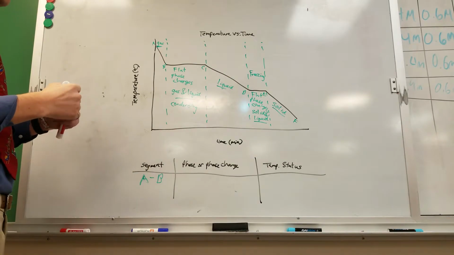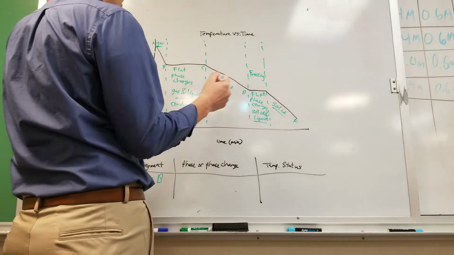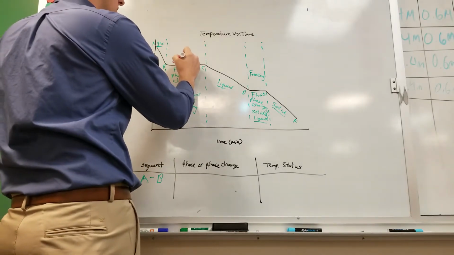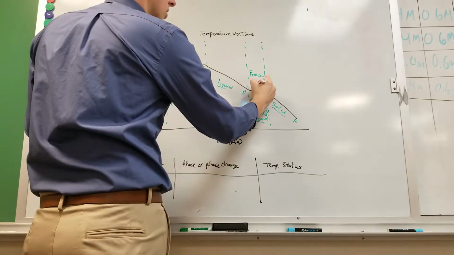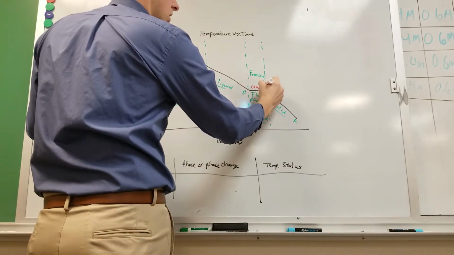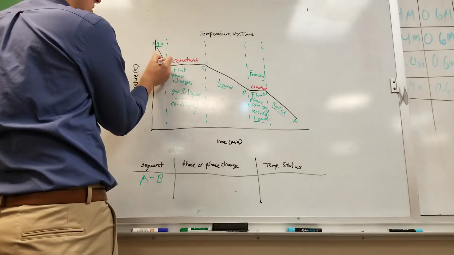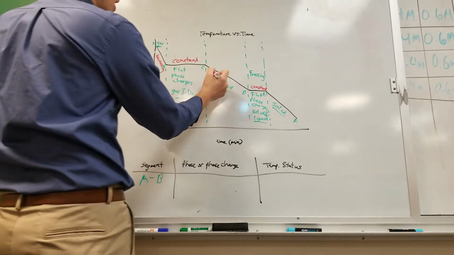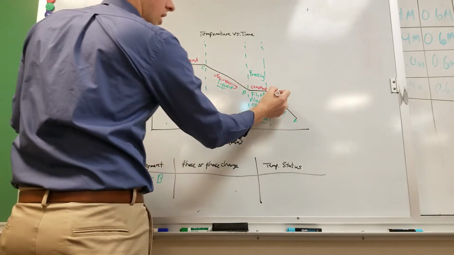And then the last thing we were looking for is what's happening to the temperature. So here it was constant. We see it's not changing over time. Here it's constant. And then we had decreasing temps because they're going down over time. Decreasing. And then decreasing.